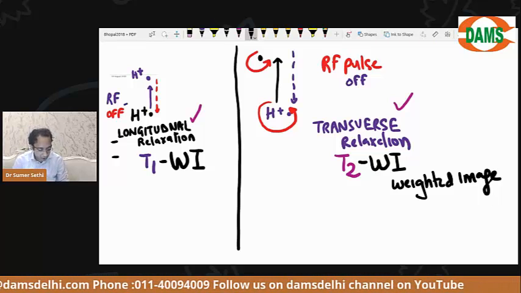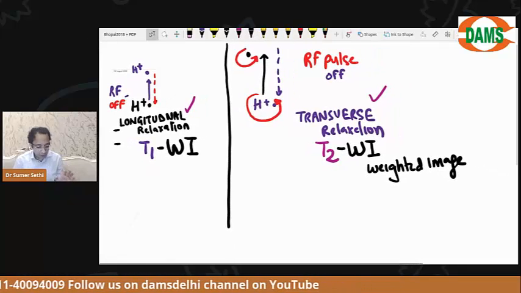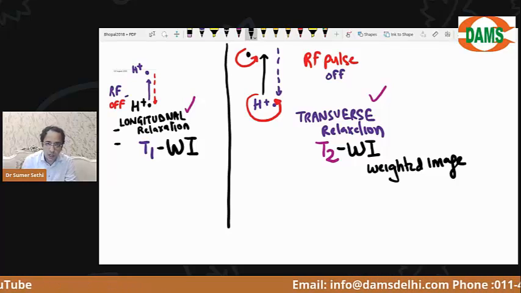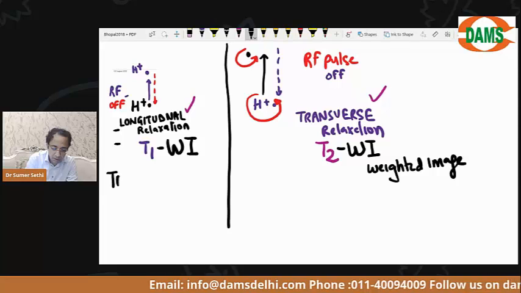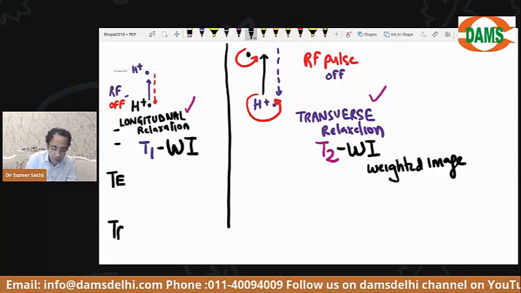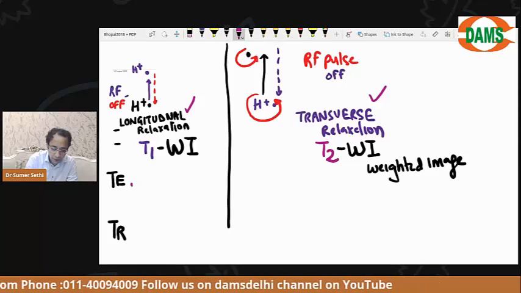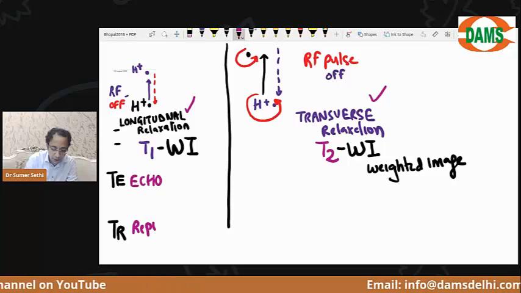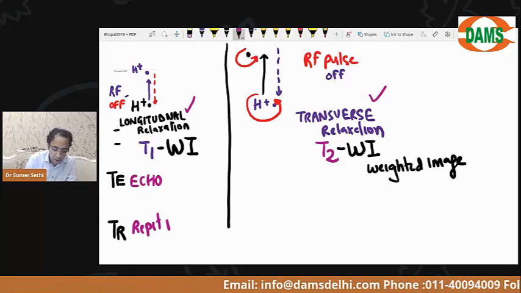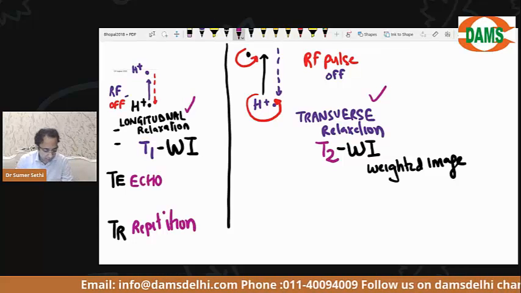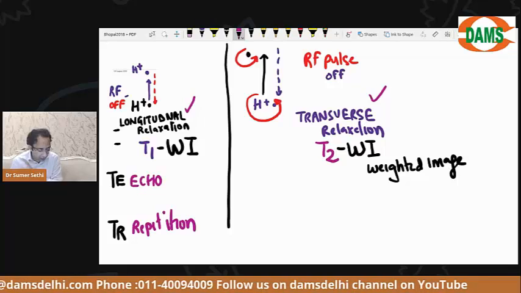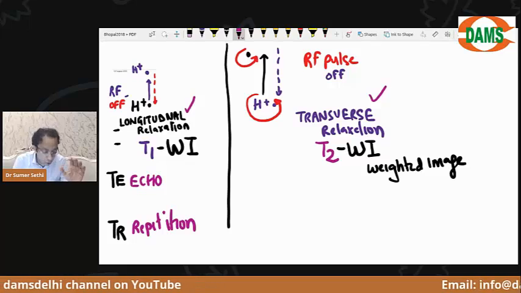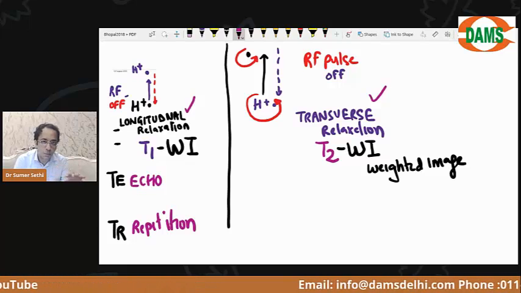Are you clear? Now listen to me, beta. Now, whenever we apply an RF pulse, it is defined by two properties: TE and TR. TE stands for echo time. TR stands for repetition time. RF means radio frequency pulse, beta. I will finish the physics after this, but listen to me once. Even PGs find it difficult to understand, so don't blame yourself.